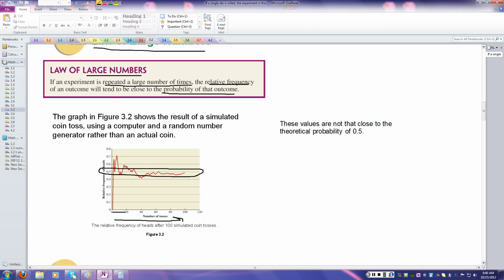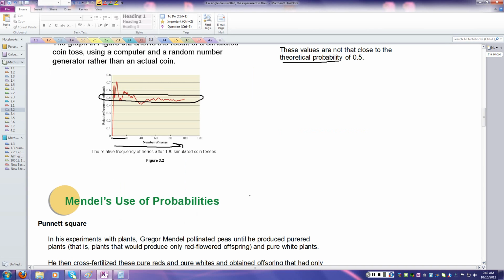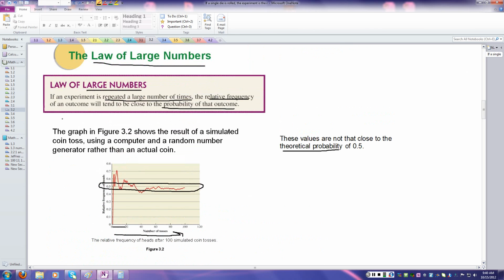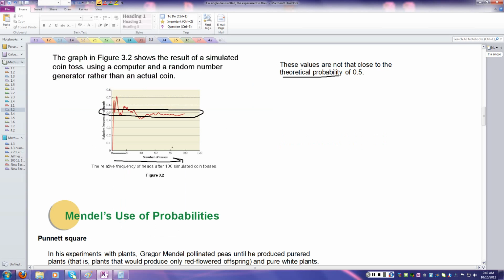So if you let an experiment run a large amount of times, then the experimental probability is going to reach the theoretical probability. So don't get too caught up in these questions on the WebAssign. They're meant to be pretty straightforward.